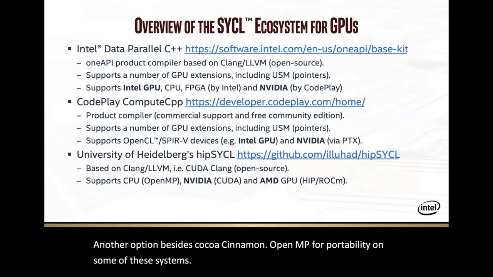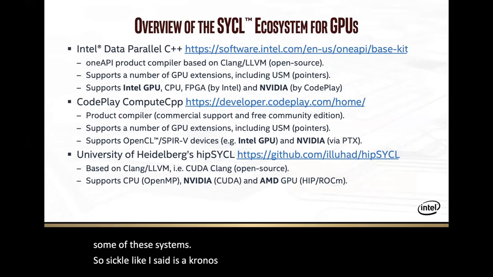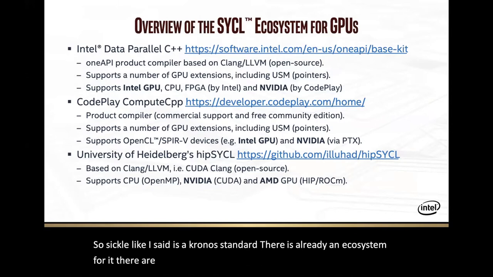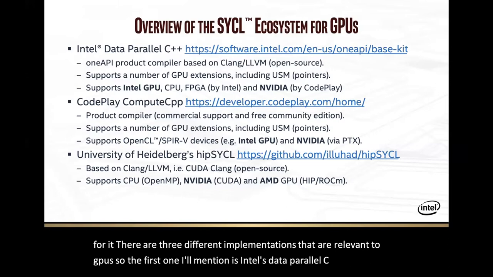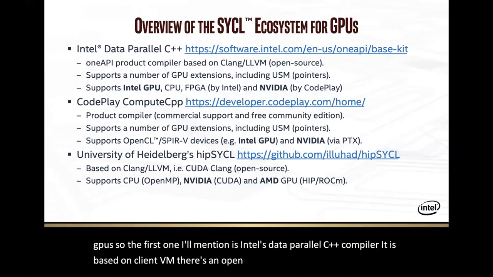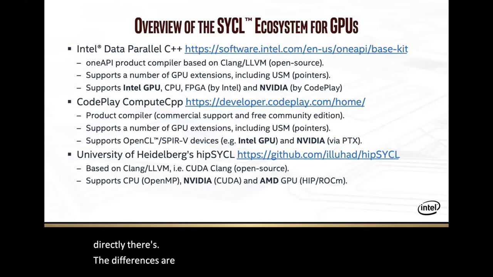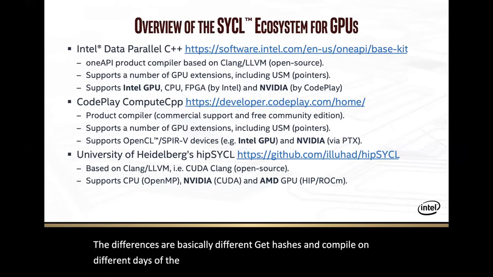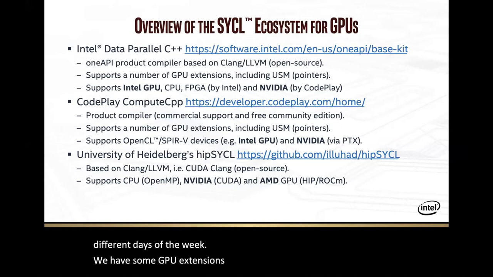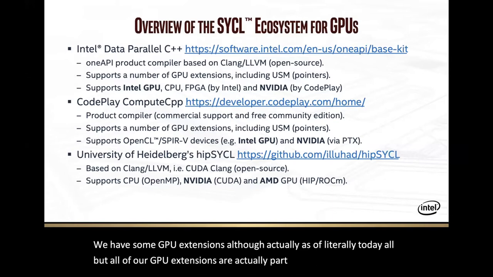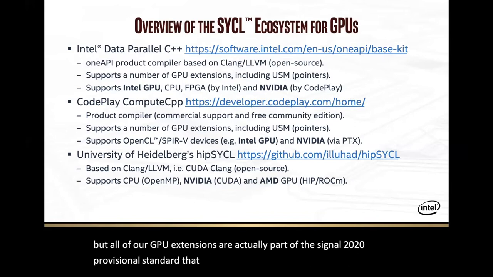So SYCL, like I said, is a Khronos standard. There's already an ecosystem for it. There are three different implementations that are relevant to GPUs. So the first one I'll mention is Intel's Data Parallel C++ compiler. It is based on Clang LLVM. There's an open source version on GitHub. The product we ship in oneAPI is derived from that open source. Quite directly, the differences are basically different Git hashes and compiling on different days of the week. We have some GPU extensions, although actually as of literally today, all of our GPU extensions are part of the SYCL 2020 provisional standard that was announced today. So I'll talk a little bit more about that later.